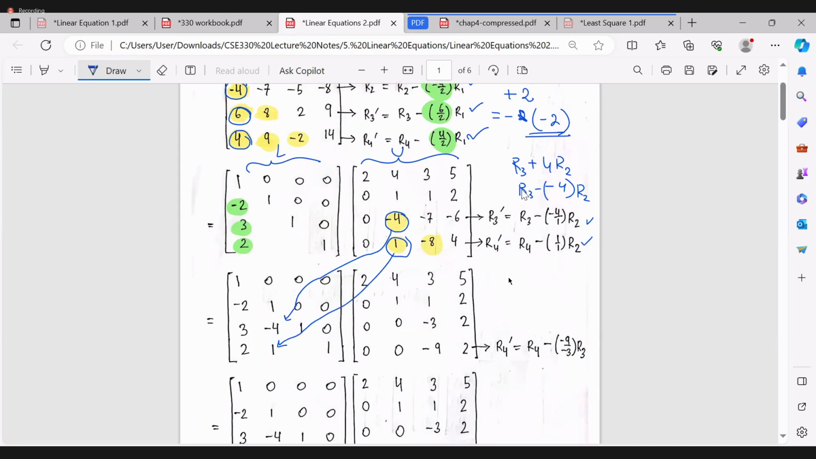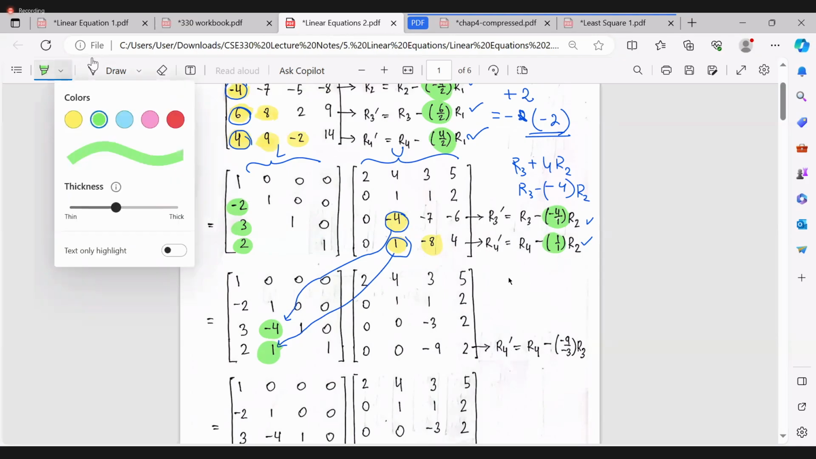multipliers used to make this 0. So which are this? Let me use another color marker. So which is this and this. Since minus 4 is used to make this minus 4 0, I'm writing minus 4 here. And since I'm using 1 to make this particular one 0, I'm writing 1 here.